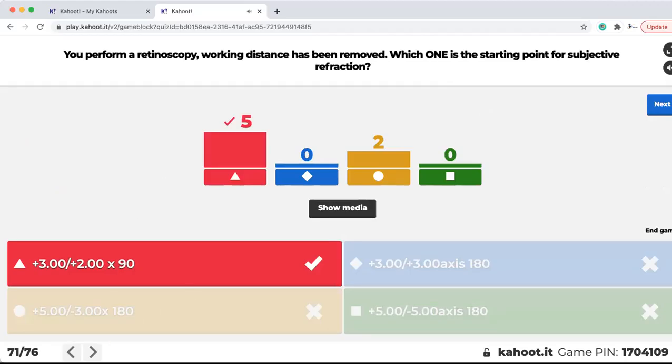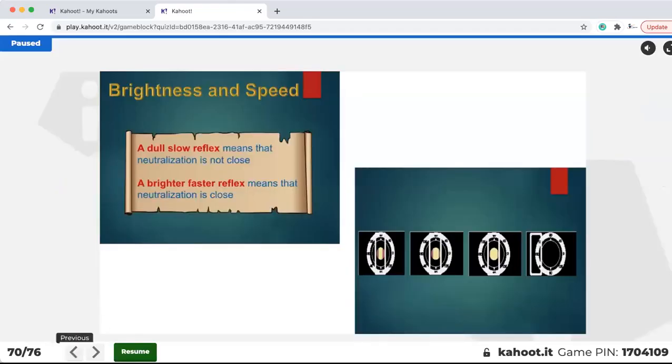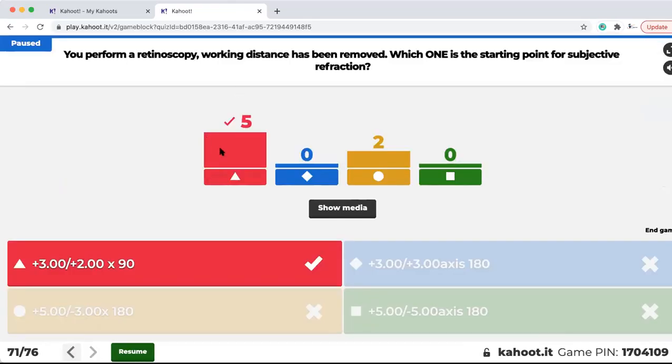Exactly. So you got it right, and let me explain to you. I don't have the cross, so I will draw it, no problem. So we have a power cross. When you are scoping the vertical meridian, it was +3, and when you scope the horizontal meridian, it was +5. This is after subtraction of the working distance. So how can we get the subjective refraction from this power cross?